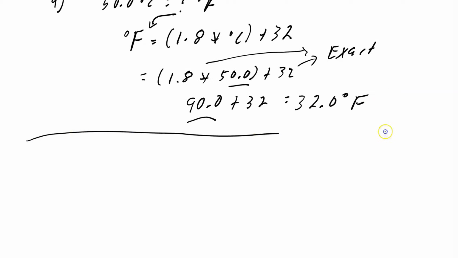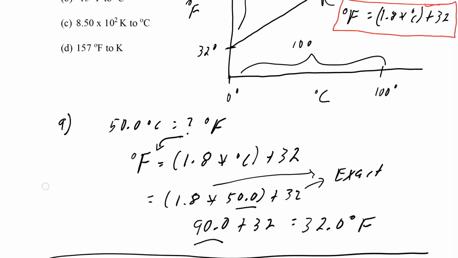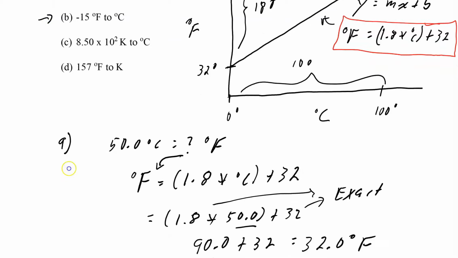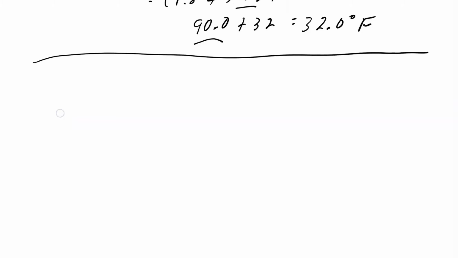Let's go to part B. Let's scroll back and see what they're asking us. In part B, they're asking us to convert minus 15 degrees Fahrenheit to degrees Celsius. So let's rewrite that here. For part B, minus 15 degrees Fahrenheit equals question mark degrees Celsius.